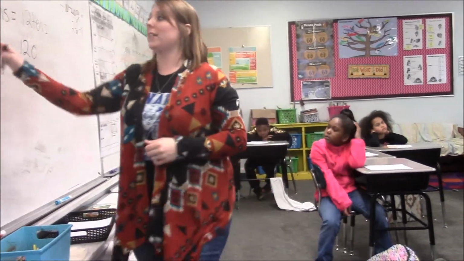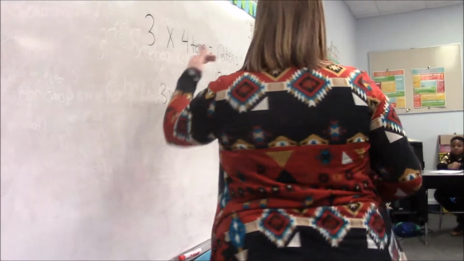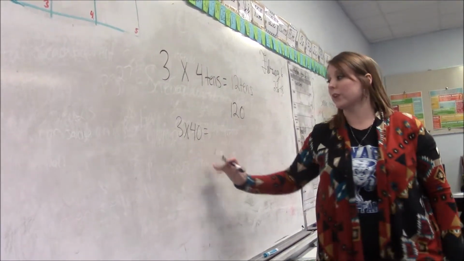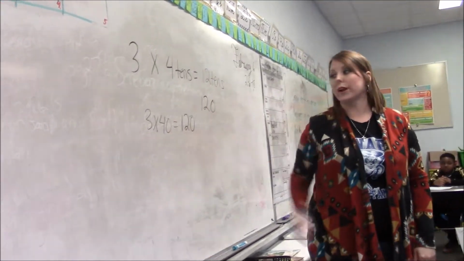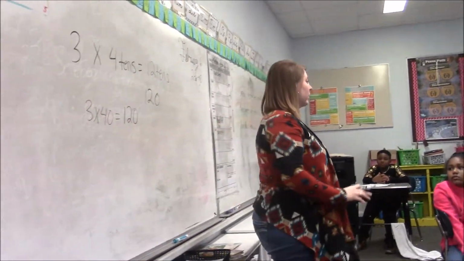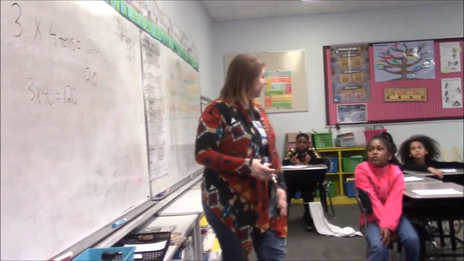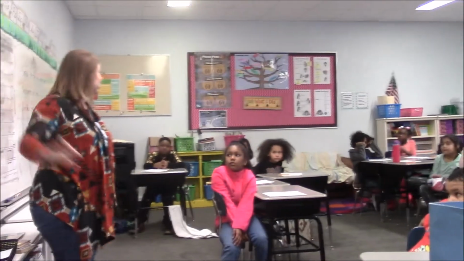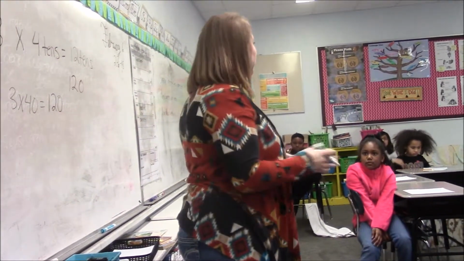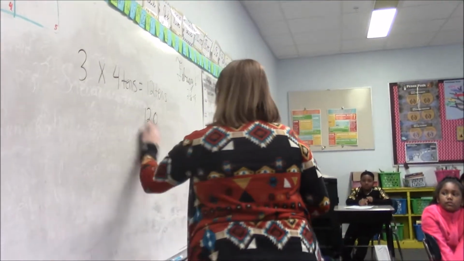Another way of writing this is 3 times 40, because 4 tens is 40. So if you would rather solve it this way, you can. 3 times 40, and that would be 120. Because we know we multiply 3 times 0 and then 3 times 4. So if you see a problem like this, will you be ready to answer? Any questions on that type of question? No, ma'am. All right, so let's look at the next type of question you might see.